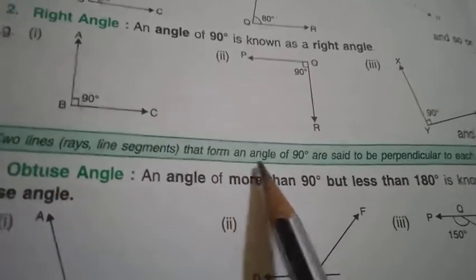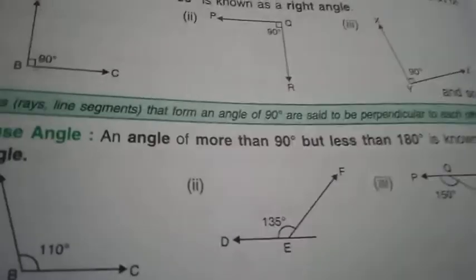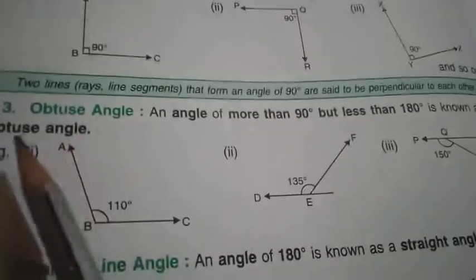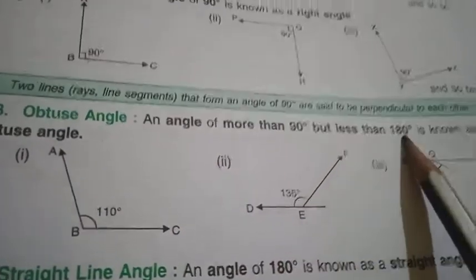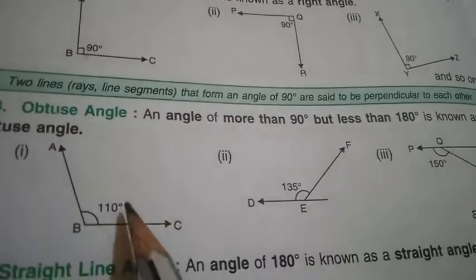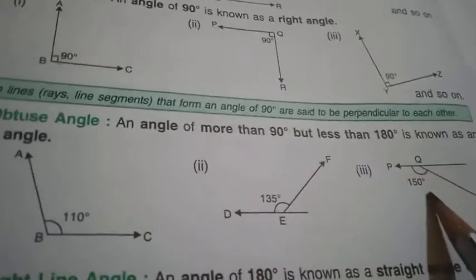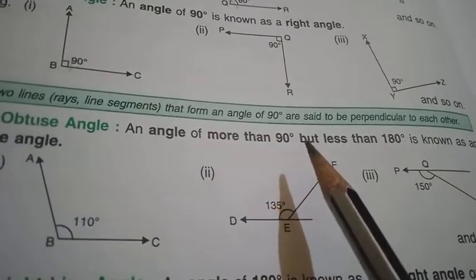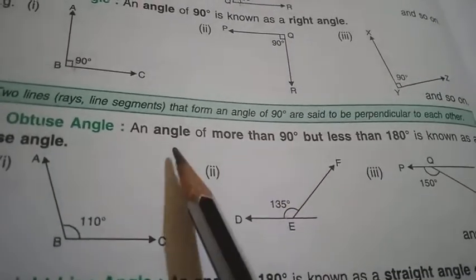So 90 degree is nothing but right angle. Two lines that form an angle of 90 degree are said to be perpendicular to each other. This we have seen in the last lesson. Okay. Obtuse angle. An angle of more than 90 degree but less than 180 degree is known as obtuse angle. So all these angles you can see, 110, 135, then 150. They are in between 90 degree and 180 degree. So such angles are obtuse angles.